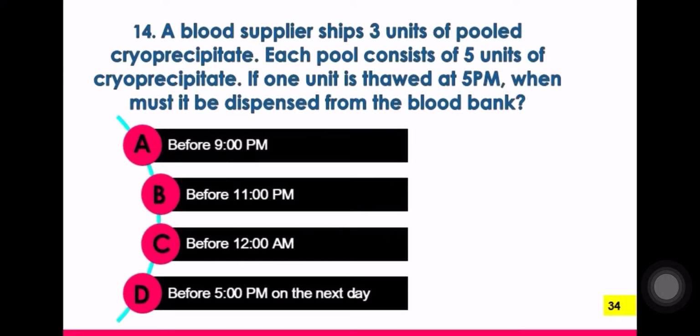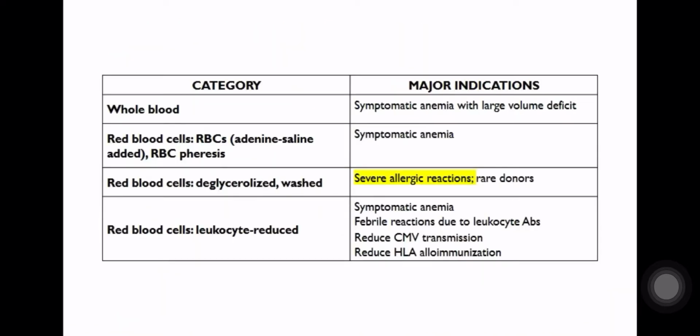Choices: letter A, before 9 p.m. Choice letter B, before 11 p.m. Choice letter C, before 12 a.m. Or choice letter D, before 5 p.m. on the next day. Correct answer is letter A, before 9 p.m. Now, cryoprecipitate is prepared from plasma and it contains fibrinogen, factor 8, what else? VWF and fibronectin, also factor 13. It is stored, remember, frozen, and it must be transfused within 6 hours of thawing or 4 hours of pooling.